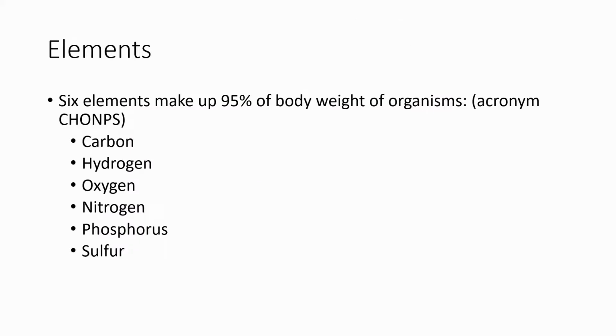There are about 6 elements that make up the vast majority of the human body, and if you want to remember these, there's a pretty helpful acronym. It's CHOMPS. Sorry, sometimes I write crooked. So this stands for carbon, hydrogen, oxygen, nitrogen, phosphorus, and sulfur. And if you are looking for the 4 most common elements in the human body, that would be carbon, hydrogen, oxygen, and nitrogen. Carbon, hydrogen, and oxygen are found in most organic molecules.